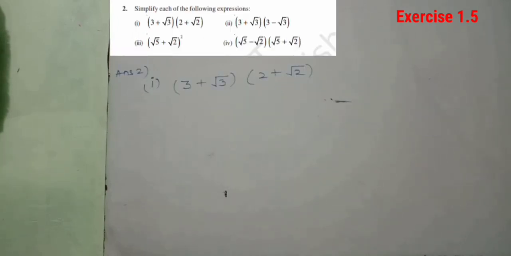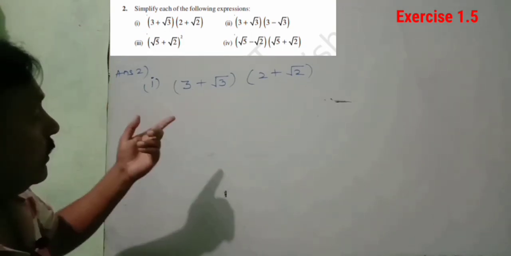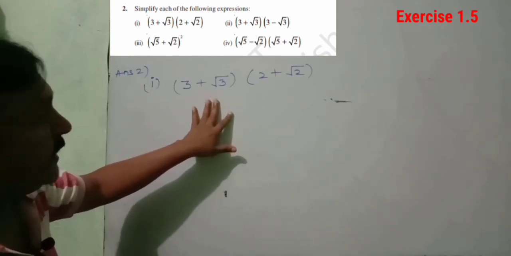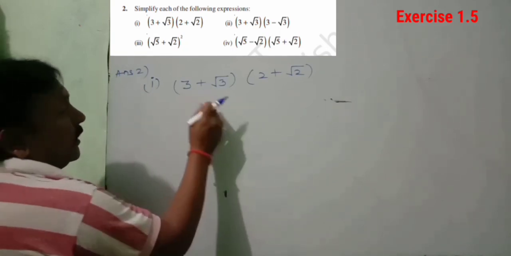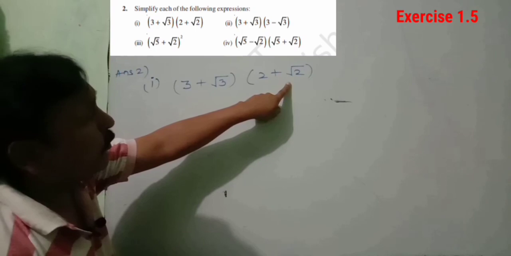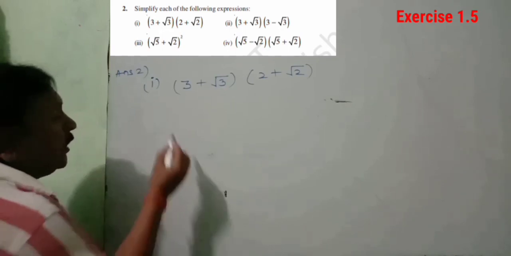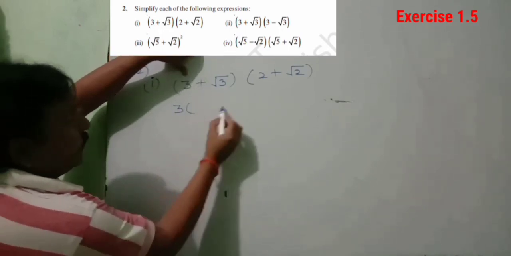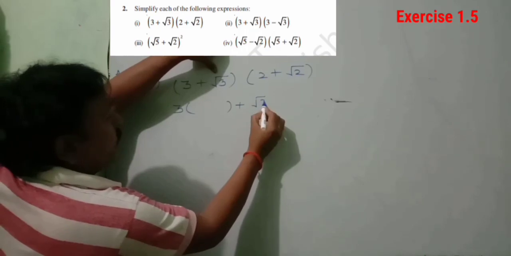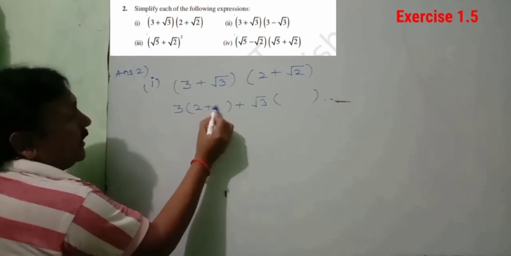Okay student, now see question number 2. In question number 2 there are 4 parts given, and in these 4 parts we have to simplify, we have to solve it. This type of multiplication we had done before. So first of all, just apply the simple trick. It means 2 plus root 2 has to get multiplied with 3 and also with root 3. So how? Take this 3, put some gap here, then plus root 3, again with a gap, and the gap must be so much that we can put 2 plus root 2 here.